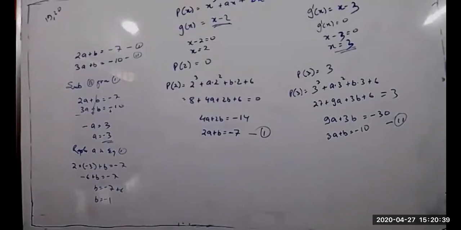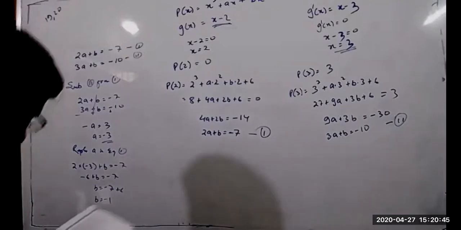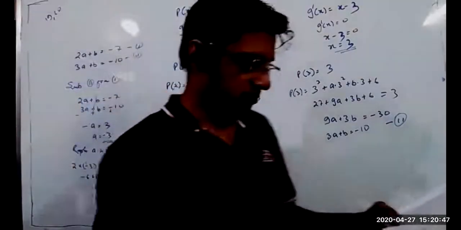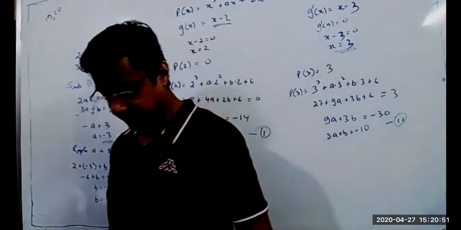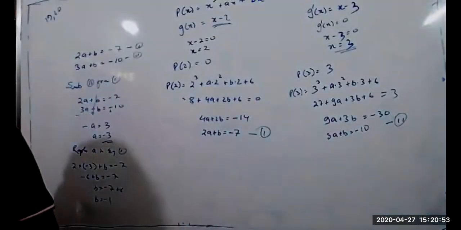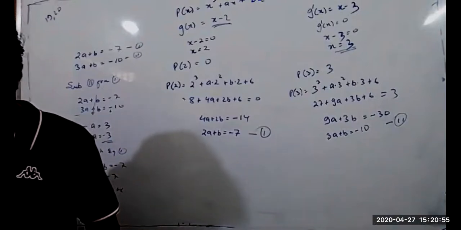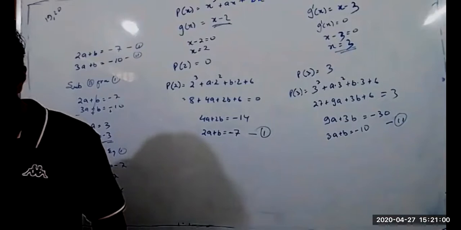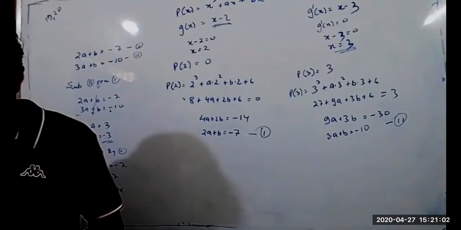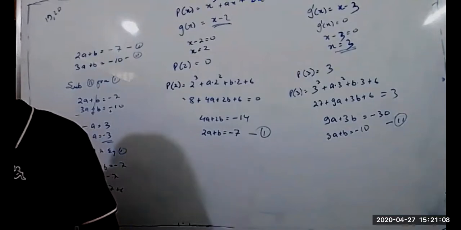Now 20th question. Find the value of a and b so that the given polynomial is exactly divisible by x minus 1 as well as x minus 2.